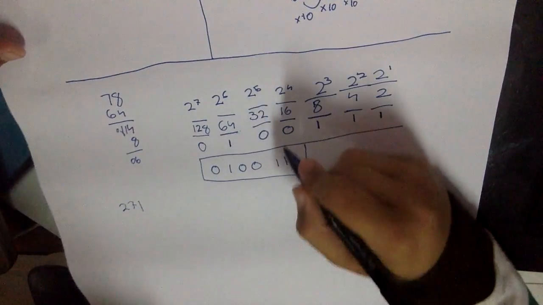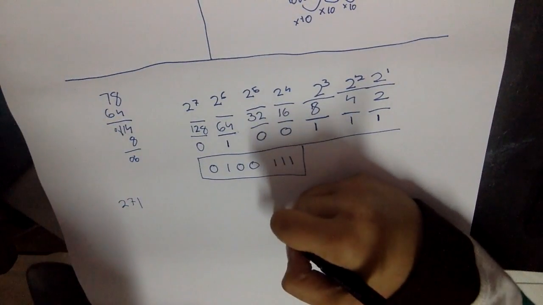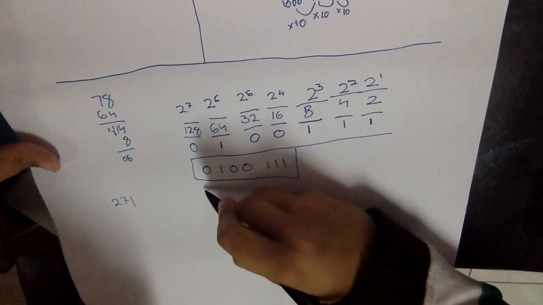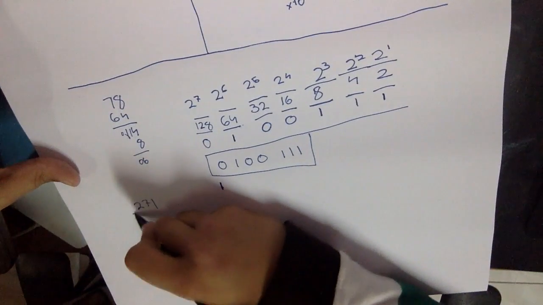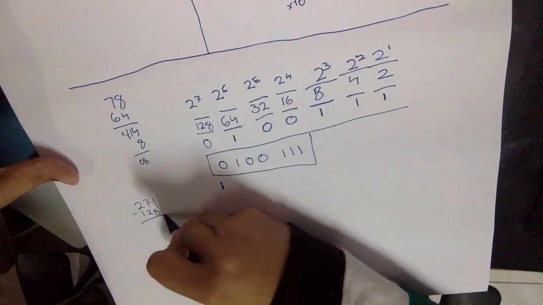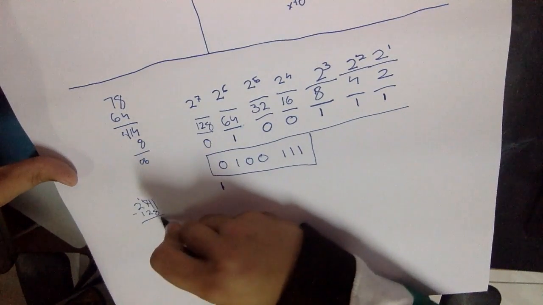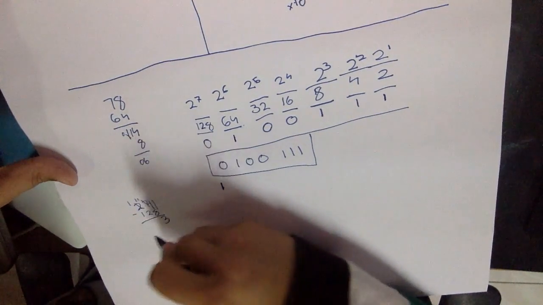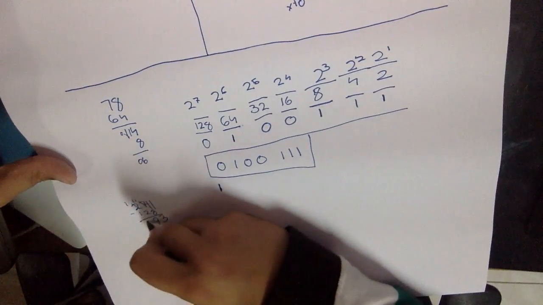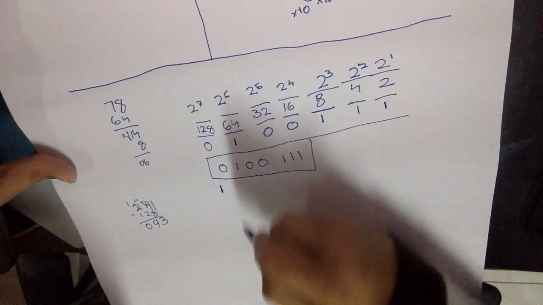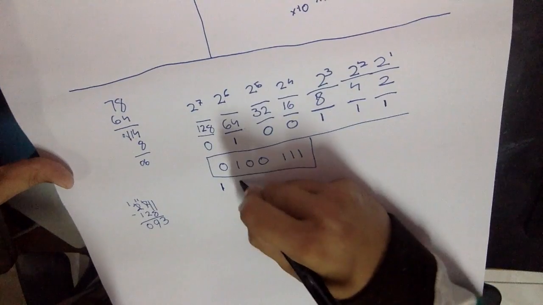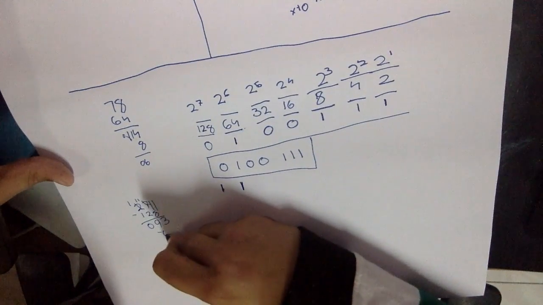271. So, first we have to see if it's greater than 128, which it is. So we put a 1, and we minus it by 128, which is, give me a second, guys, my maths is a bit shabby, 93. So we put a 1. Now it is also bigger than 64, so we do put a 1, and we minus it by 64.